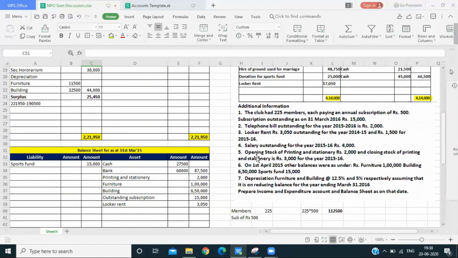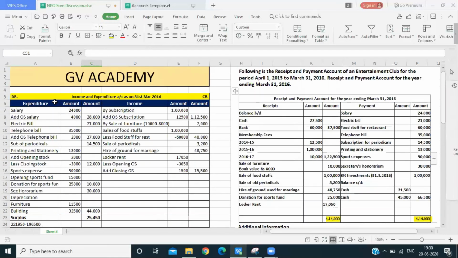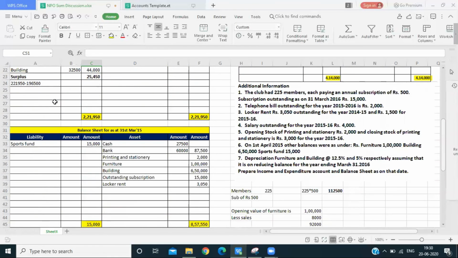So the stock, we have already shown in the opening balance sheet and closing balance sheet. Also we have done the adjustment in the income and expenditure account, and the opening asset we have shown in the opening balance sheet, and depreciation we have provided in the income and expenditure account. So with this, now we can close the opening balance sheet.